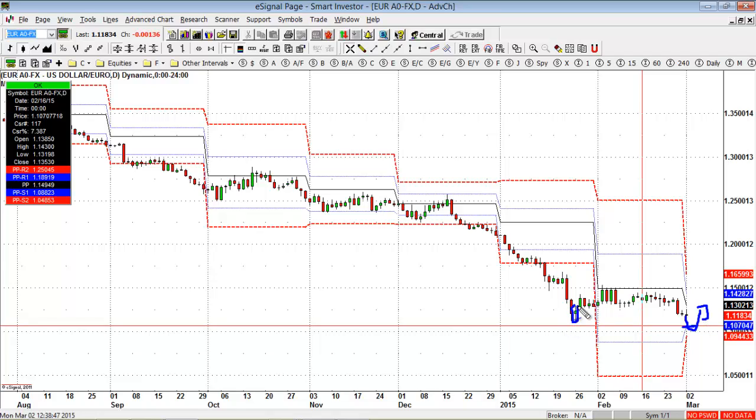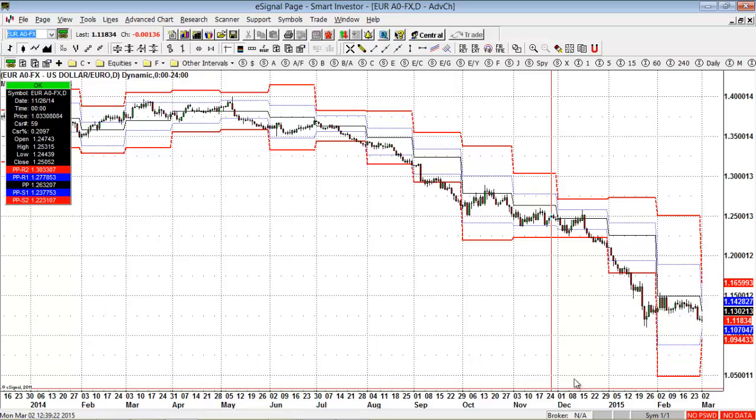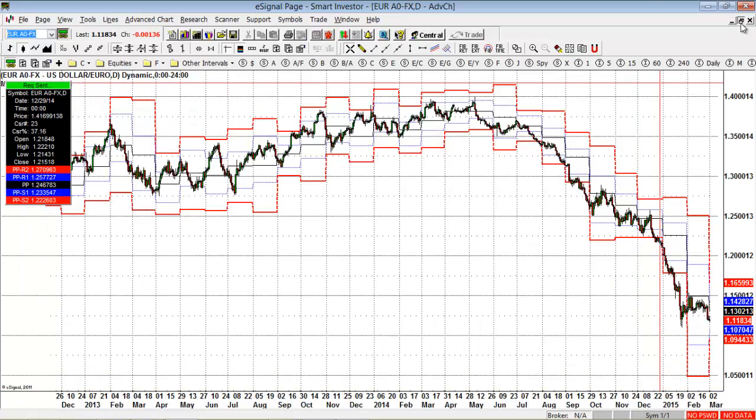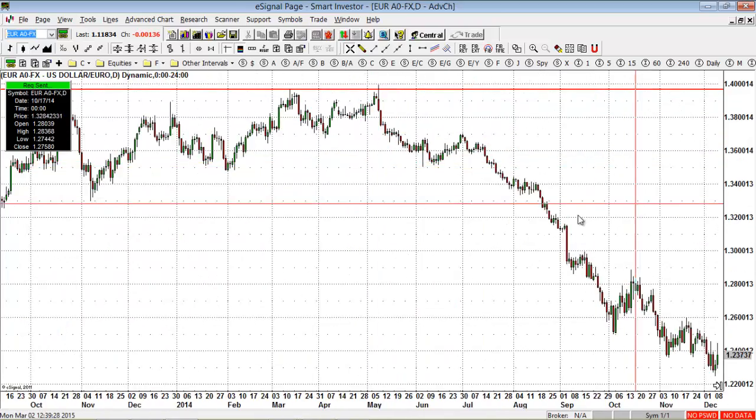This is a hammer spinning bottom type candlestick, and we got a high close over that. So what we're looking for with this example is a similar type of setup. So that is what is happening in the euro currency.